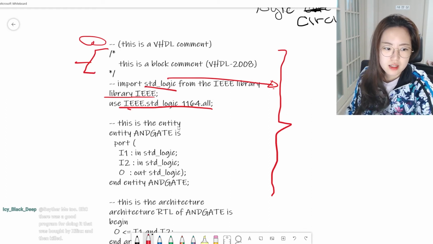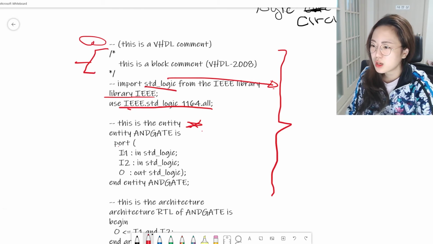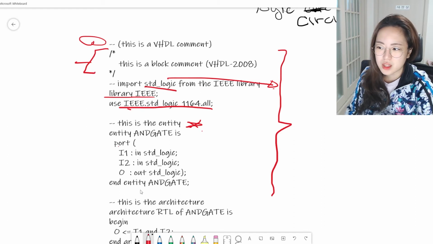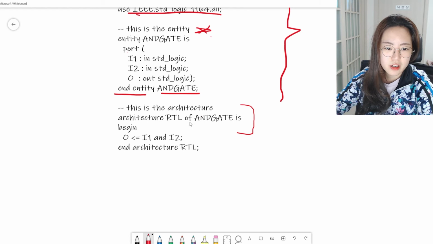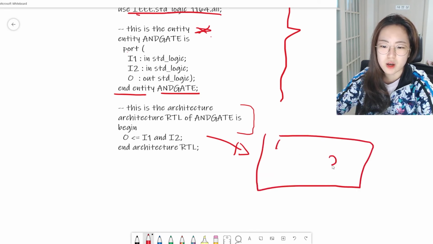So this is an entity, okay? They are creating an entity. It's saying AND gate is port in, out. So two in and one out, and then they're going to end the entity, called end gate. Now they also create an architecture where the end gate starts. So it's just a one-way circuit. In terms of circuit form, it's just going to be in, out, in. It goes this way, right? In 1, in 2, like this. And then it ends.